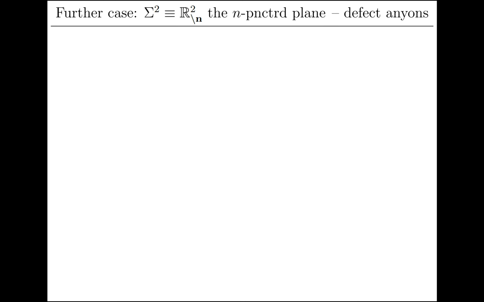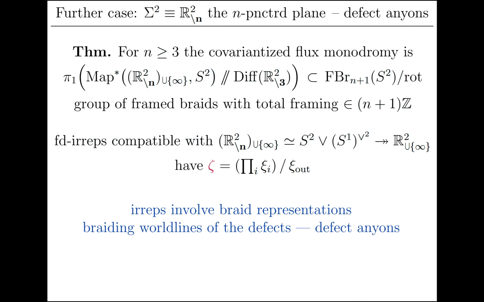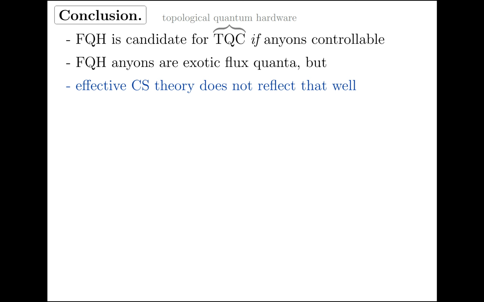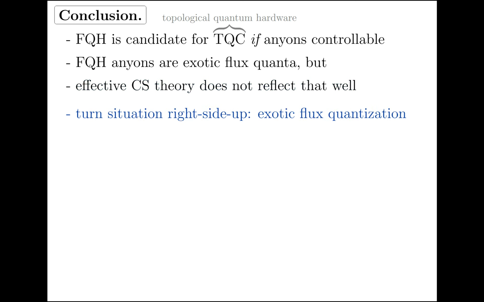Okay, so now to conclude finally. Oh, I have a slide here, the n-punctured, but it doesn't say anything else. Okay, let's conclude finally. This was too long already, I guess. So, to recapitulate what we said, fractional quantum Hall is a candidate for topological quantum hardware if the anyons could be made controllable. Fractional quantum Hall anyons are effectively just exotic flux quanta, which is a curious point to be highlighted. It's kind of obvious, but rarely highlighted. But the standard effective Chern-Simons theory does not actually reflect that well, or not at all.